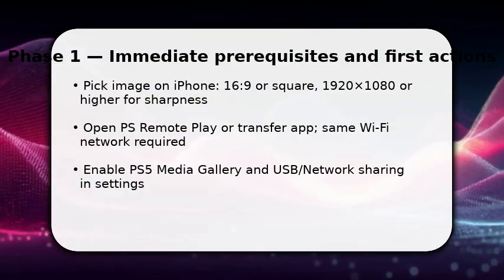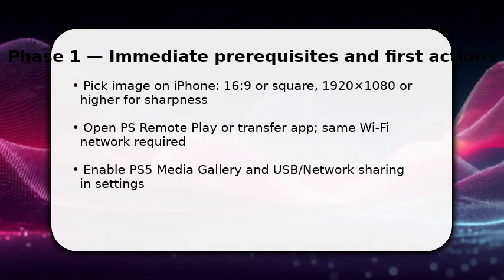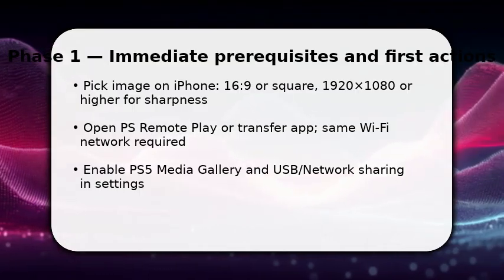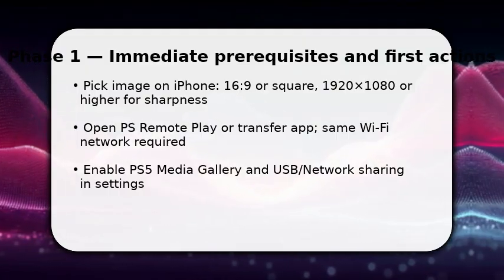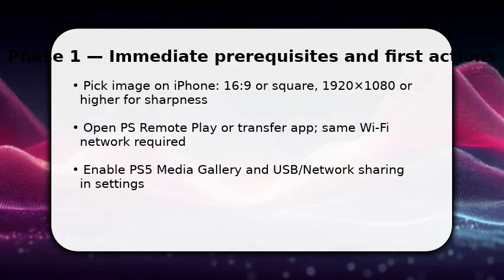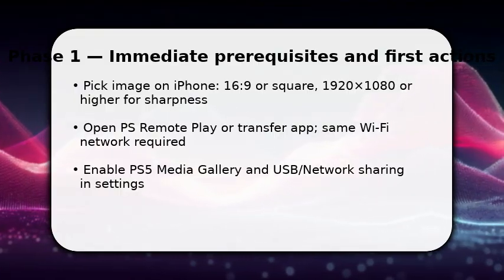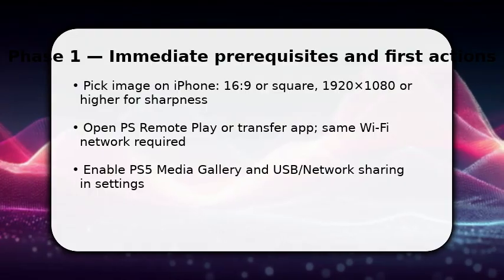You start by preparing the image and connecting devices. On your iPhone, choose a high-res image. 16:9 or square works best, so the PS5 won't stretch it. Once done, connect the iPhone and PS5 to the same Wi-Fi. This makes file transfer fast.